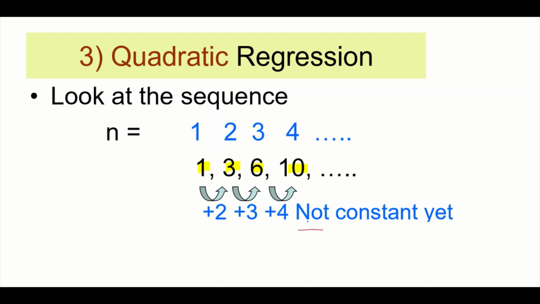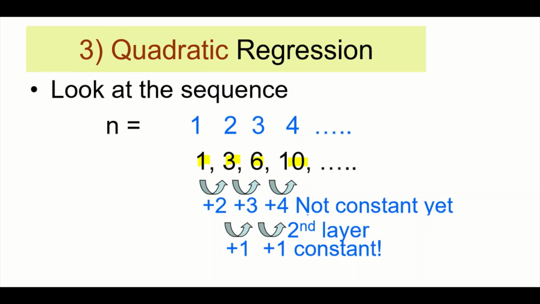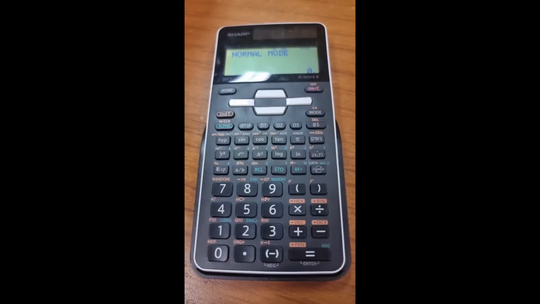Let's calculate the difference between the numbers in the first layer. The difference would be plus 1. So I got a constant in my second layer of difference. This tells me that it will be a quadratic regression. So if I ask you what is the general term of this quadratic regression, what would it be? Now I'll be showing you how to use our calculators to find the general term.